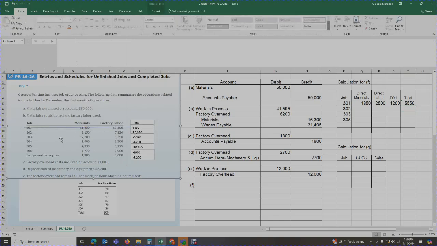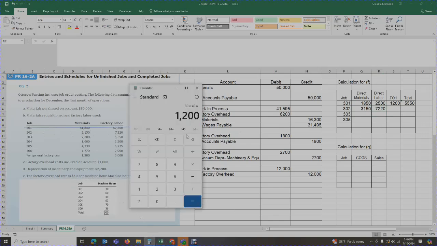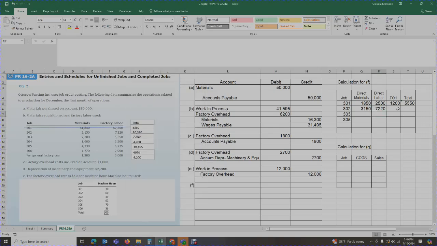Now let's do job 302. How much did I spend in materials? We spent $31.50. In labor, I spent $72.20. And I am getting these numbers from the table right here. Then for the factory overhead, I'm going to look at my machine hours. For 302, I used 60 machine hours at a rate of $40 per hour. That gives me $2,400 for my overhead. So I'm going to add that, and that's going to give me $12,770.